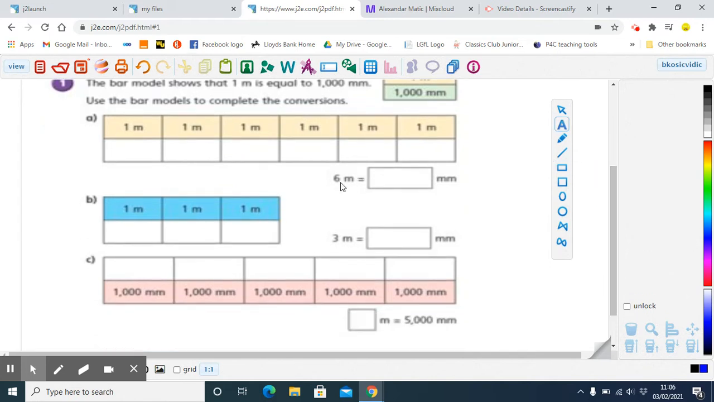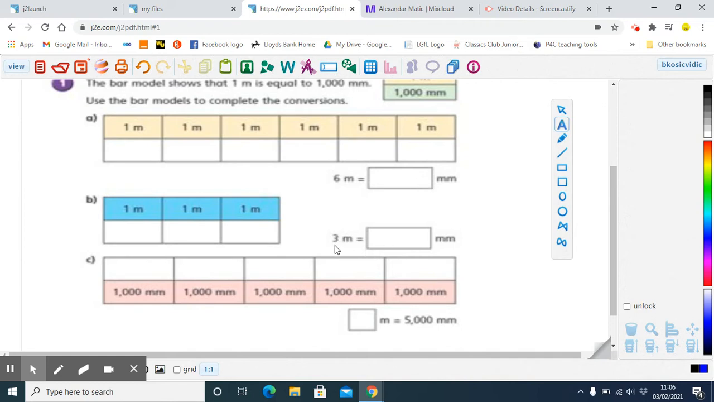try to figure out how many millimeters are there in 6 meters. And if you said that there are 6000 millimeters in 6 meters, you were correct, because simply once you converted your meter into millimeters and you have put 1000 in each of the boxes, and you count them all together, 1, 2, 3, 4, 5, or once you have multiplied 6 by 1000, you will have a conversion in millimeters.